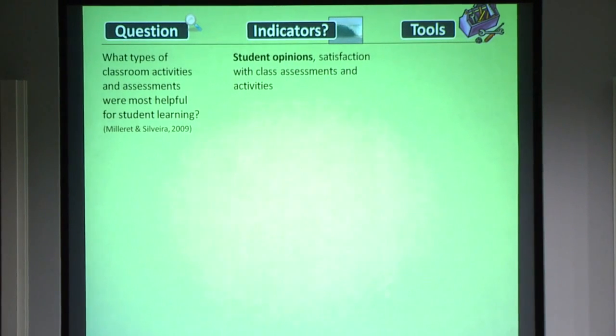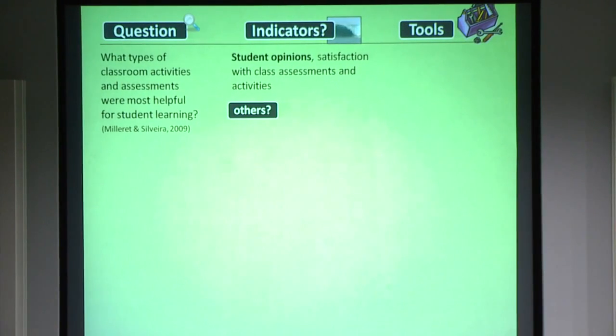Right? So can you just shout out others, potentially? And remember, these are not tools, right? Don't say, oh, surveys would tell you that, or interviews. No, what are the phenomena themselves, the student opinions, the things that the tools are getting at? Others.